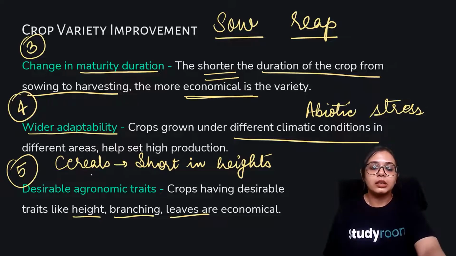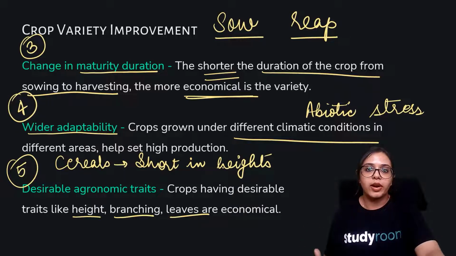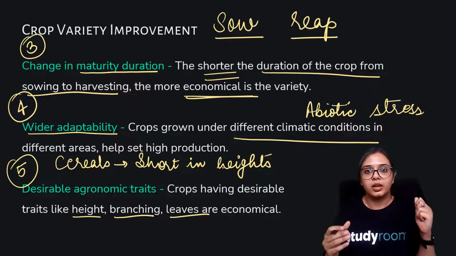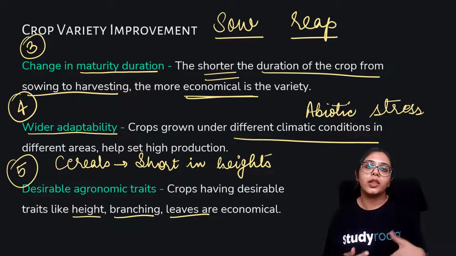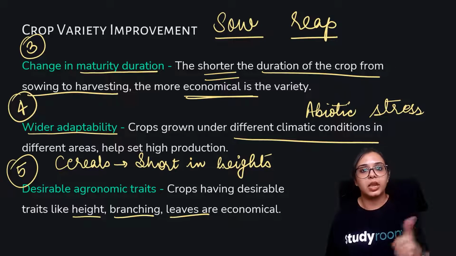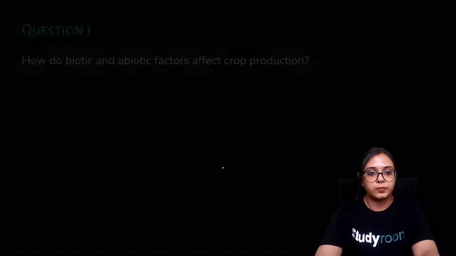Okay, and other desirable agronomic traits could be that fodder plants, those plants that are being grown so that they could be used as food for the animals, for the cattle, are tall in height, tall and broad, and they have more branching. This ensures that there is more fodder for the different animals. So these are the desirable agronomic traits that we are also getting when we are improving the crop variety.